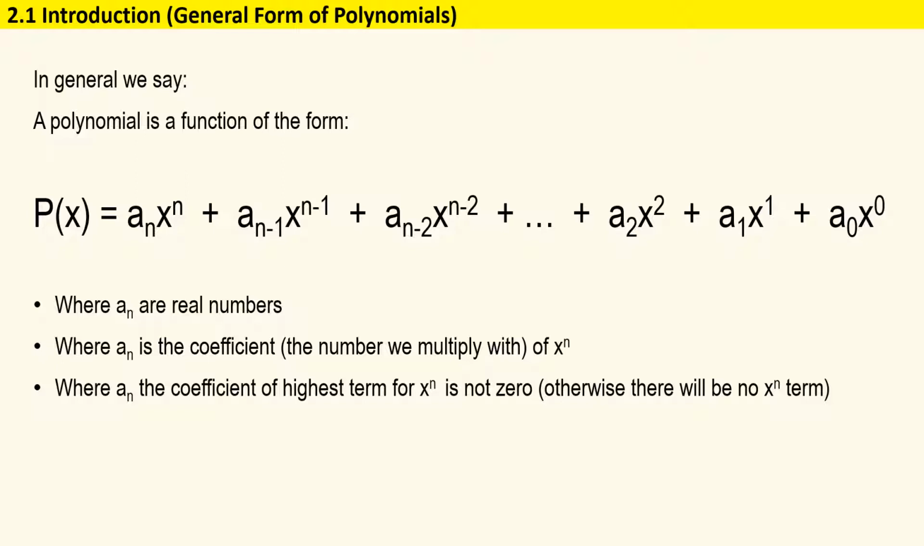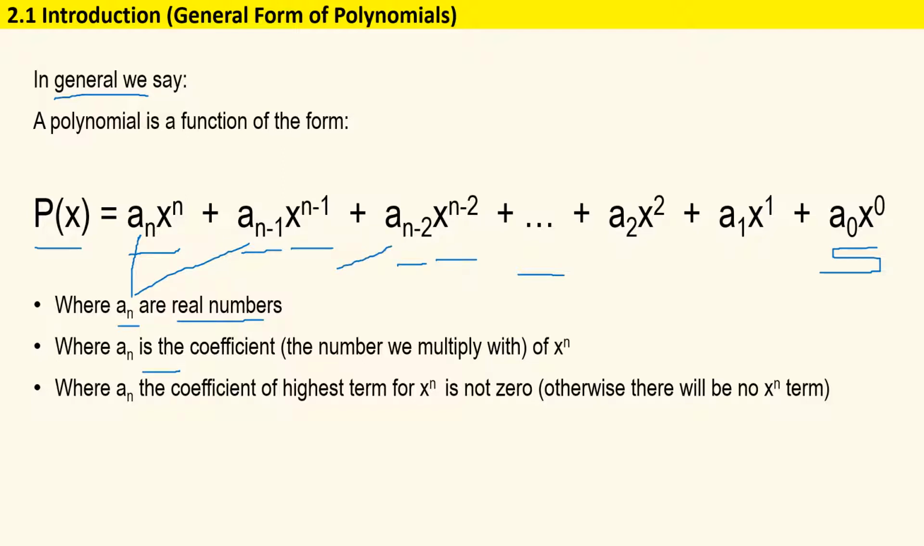If we extend it, then we can say the general form of a polynomial is p(x) is equal to an multiplied by x raised to power n plus an minus 1 multiplied by x raised to power n minus 1 plus an minus 2 multiplied by x raised to power n minus 2 plus so on up to a0, which is only a0 because it is multiplied by x raised to power 0, which is 1. In this expression, all the an's are real numbers. So an minus 1 and an minus 2, they are all real numbers.